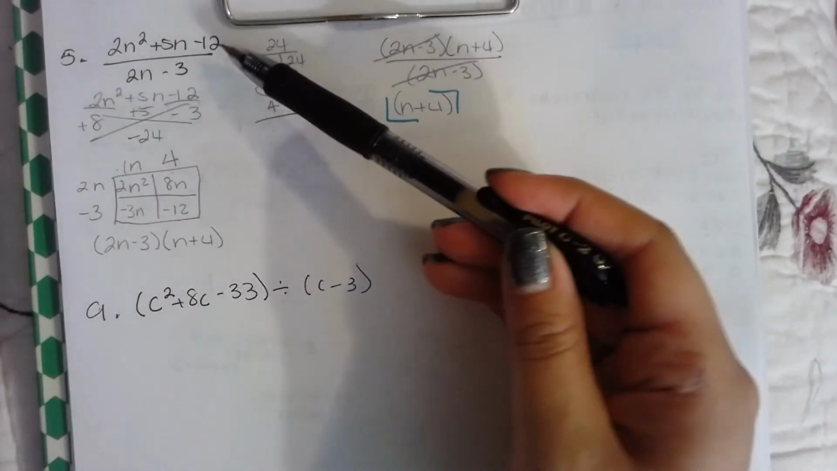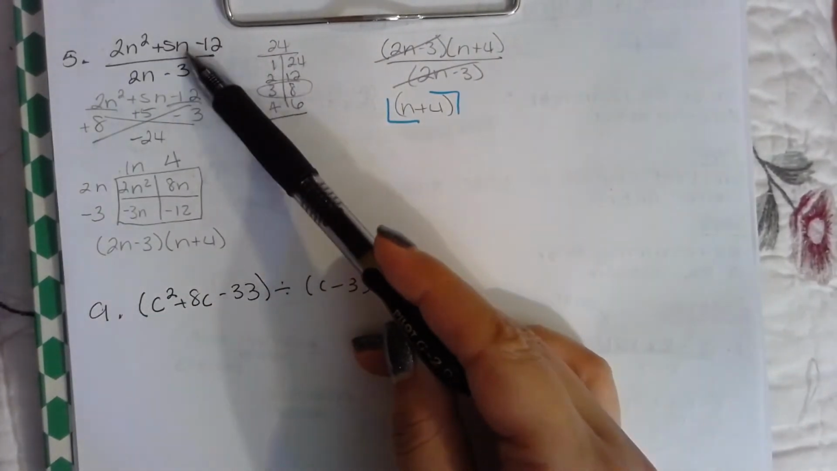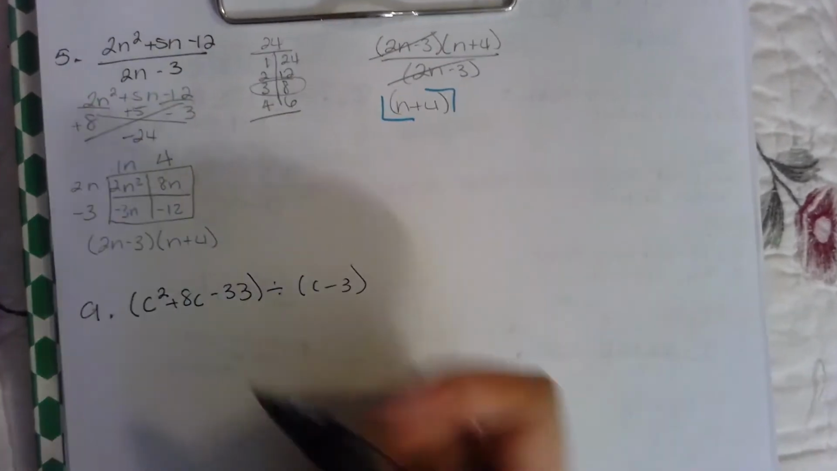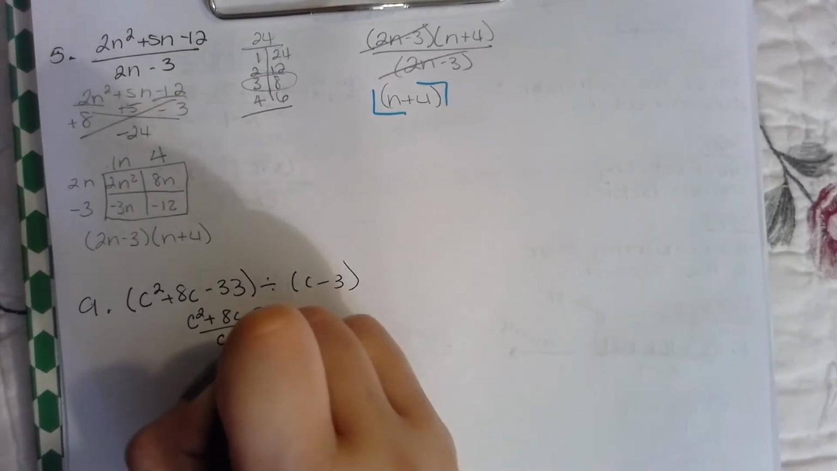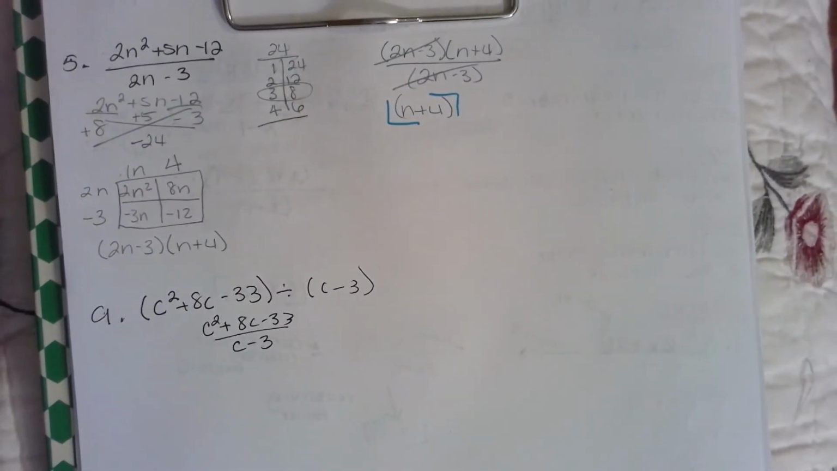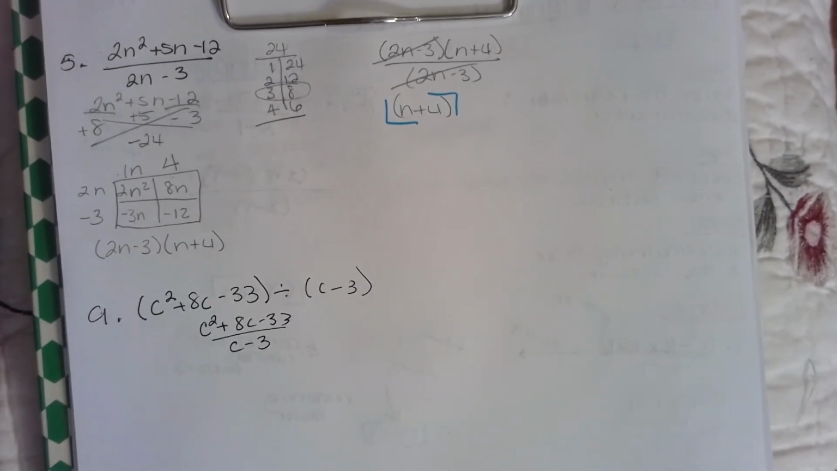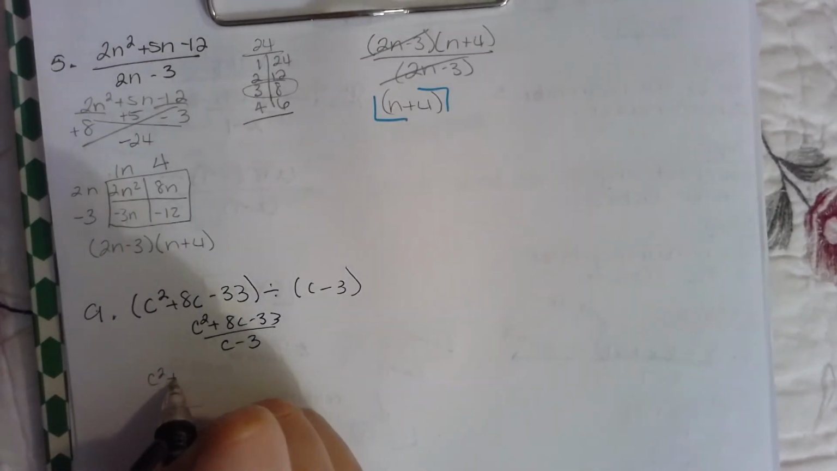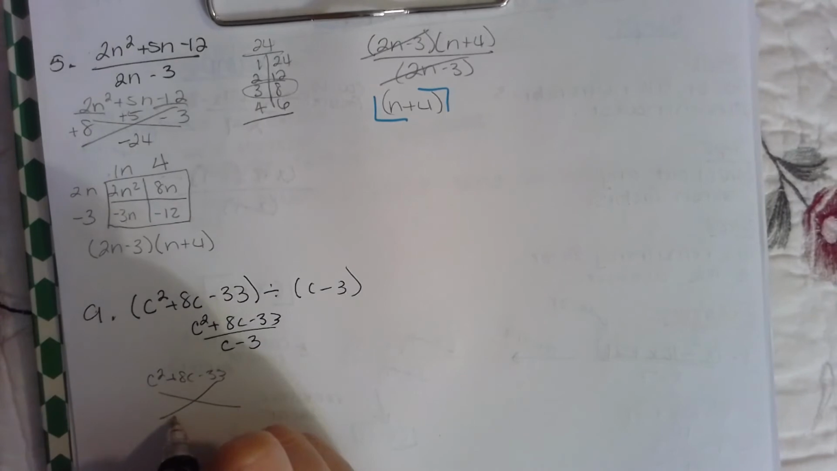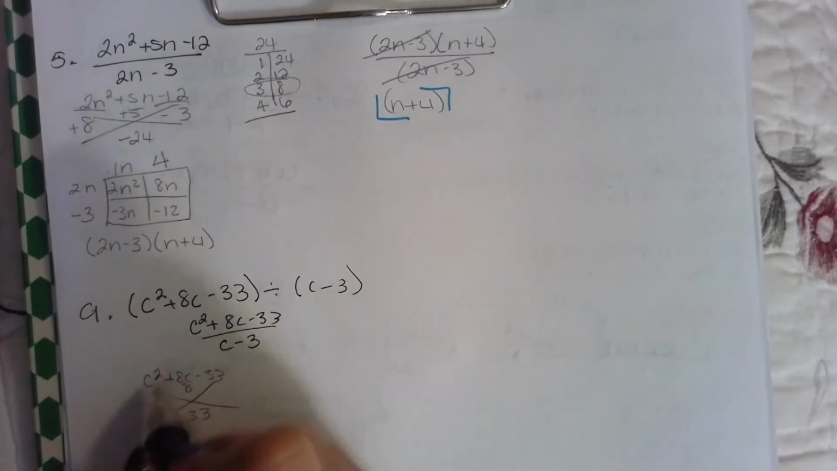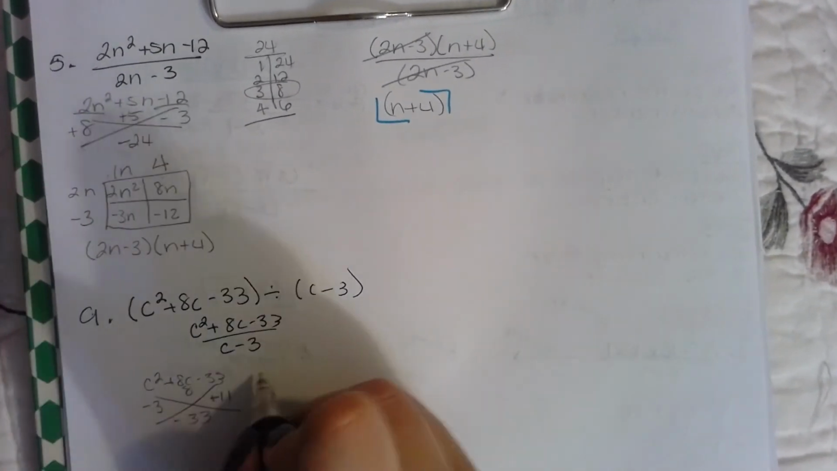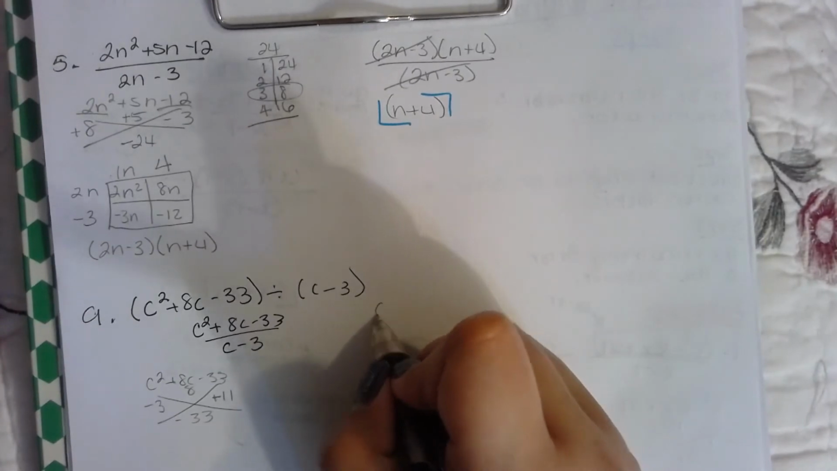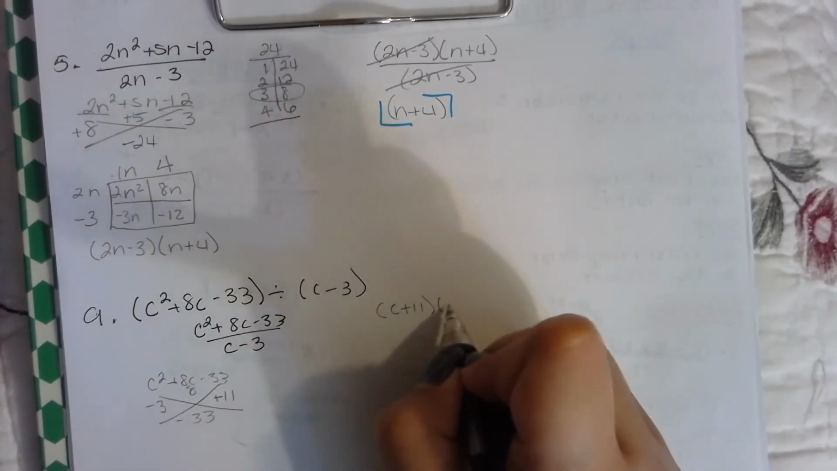If you feel more comfortable, you can always rewrite this as c squared plus 8c minus 33 divided by c minus 3. And then this is a simple, easy trinomial where you just take the top, c squared plus 8c minus 33, negative 33, a positive 8. Two numbers that give you that are going to be a positive 11 and a negative 3. So then rewriting our fraction, that would be c plus 11 times c minus 3 divided by c minus 3. Cancel out. That leaves you with c plus 11.